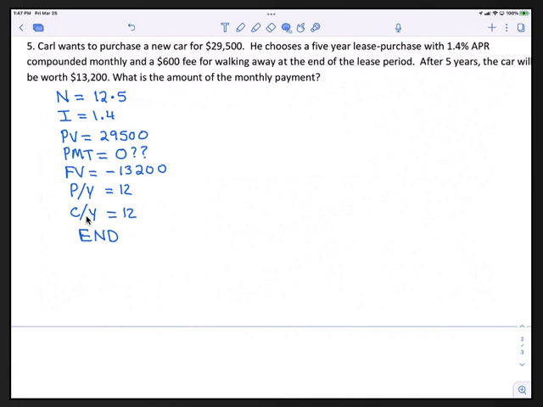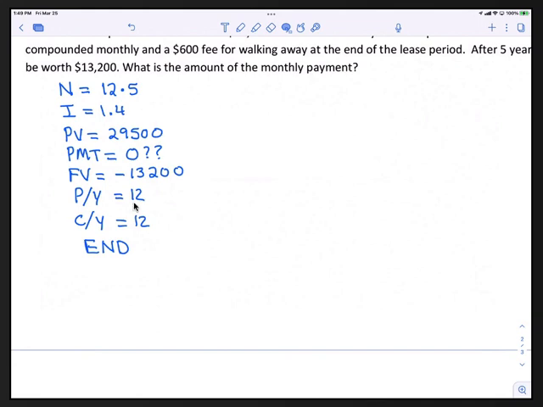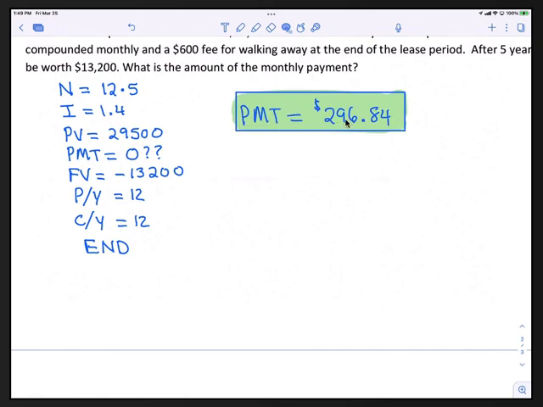All right, both PY and CY are 12 because it is monthly, and make sure your calculator is set to end. All right, so then in your calculator, you just put this into the TVM solver, and your payment comes out to be $296.84. All right, and that is the end of this question, and also the end of this loan versus lease activity.